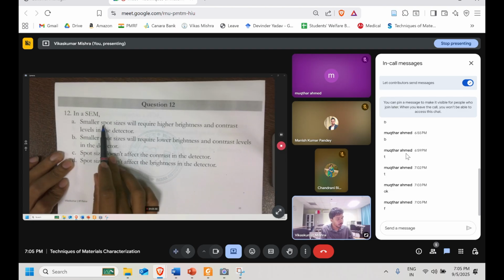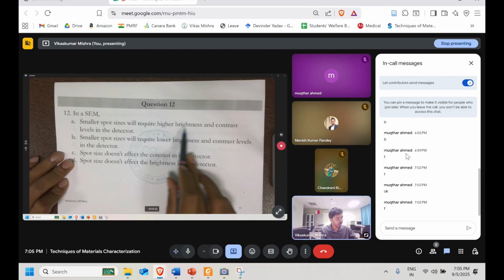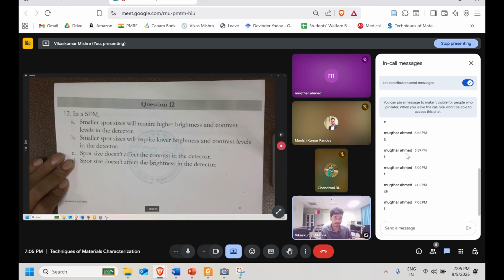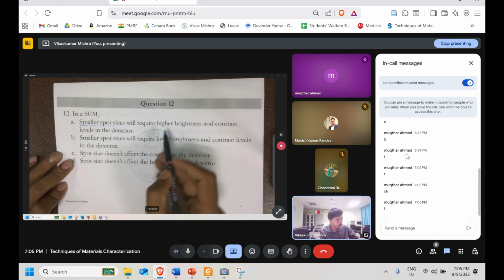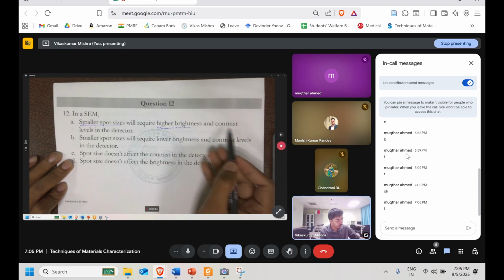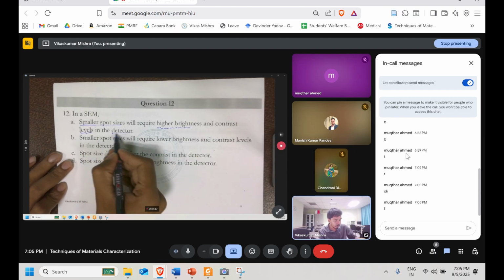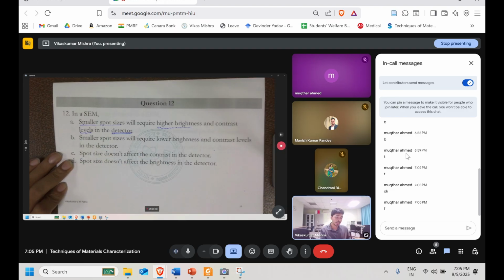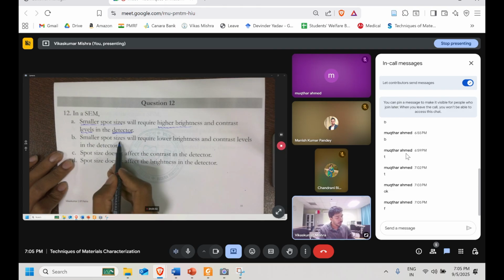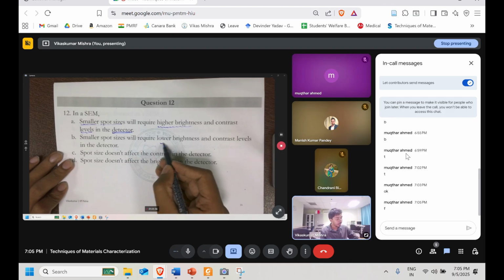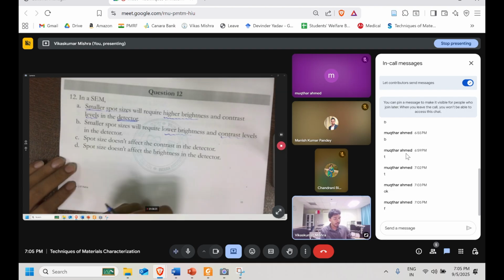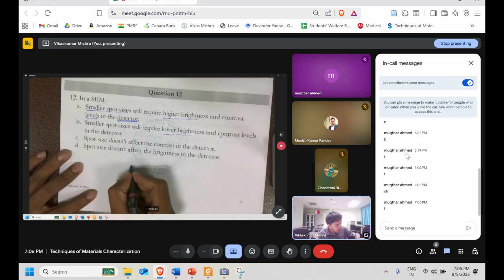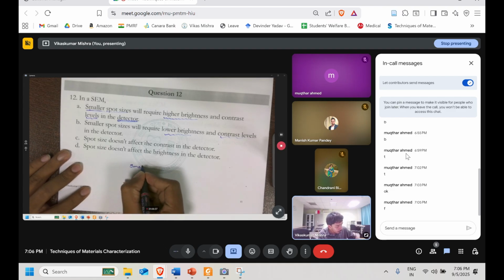In SEM, a smaller spot size will require higher brightness and contrast level in the detector. We are talking from the detector perspective, okay? Think from that perspective. A smaller spot size will require high brightness and contrast level in the detector. So what is happening? See, a smaller spot size is there.